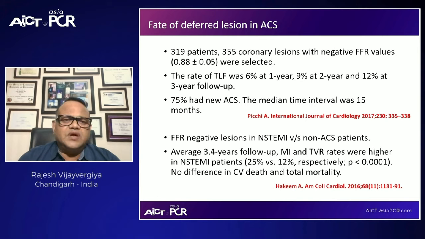The FAME 2 trial, which has a 5-year follow-up, has shown a favorable outcome in chronic stable angina patients, even up to the extent of 5 years. But the story is something different for those with acute coronary syndrome, and target lesion failure is around 6% at 1 year, 9% at 2 years, and 12% at 3 years of follow-up.